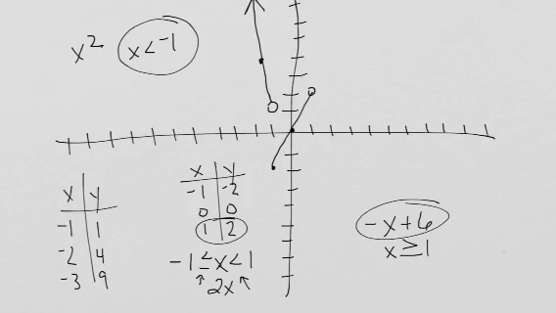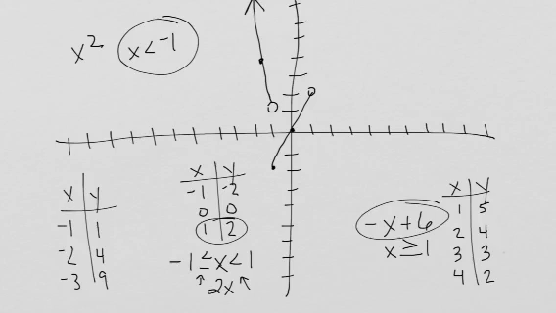The rule here is -x plus 6. Again, I'm going to start with a table of inputs and outputs. I'm going to start with 1 and continue from there. -1 plus 6 is 5. -2 plus 6, 4. -3 plus 6 is going to be 3. -4 plus 6 is 2.